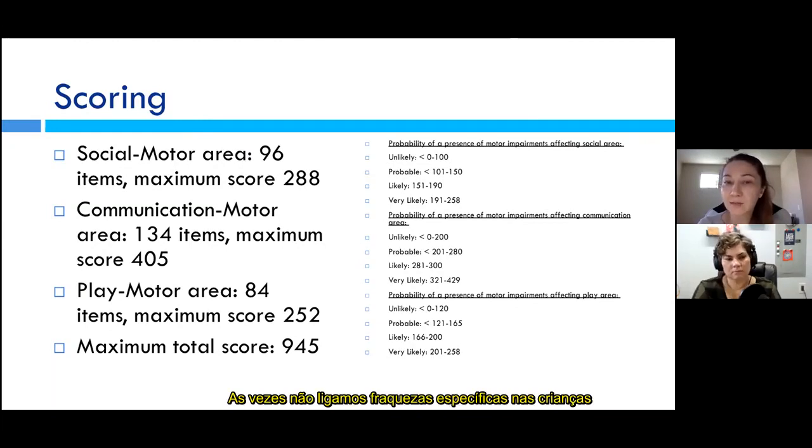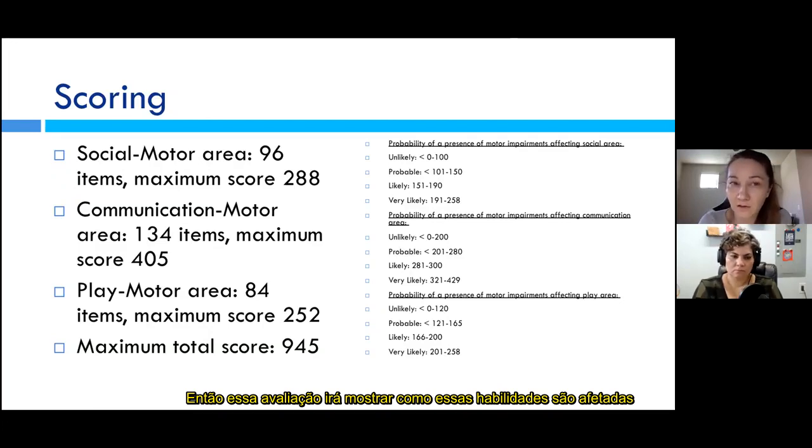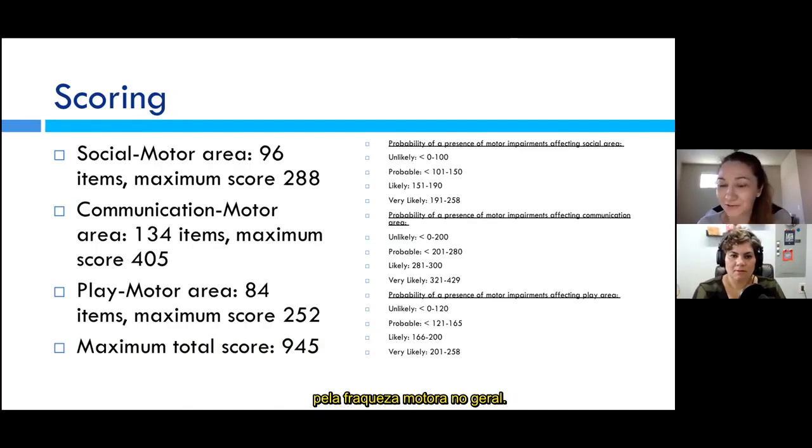Sometimes we do not link specific weaknesses in children to how they can affect, for example, their social area, or their play skills, or their communication skills. So that scoring, that assessment, looks at how those skills are affected by motor weaknesses, in general. This is a very comprehensive test.